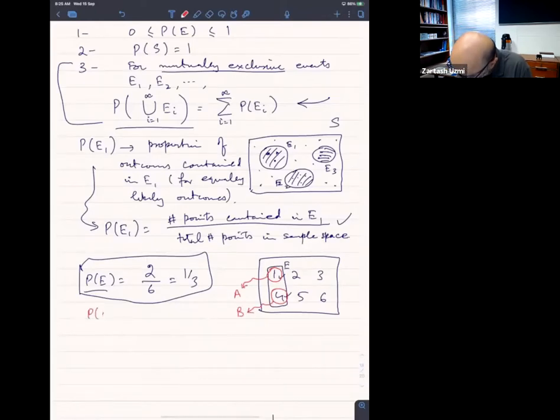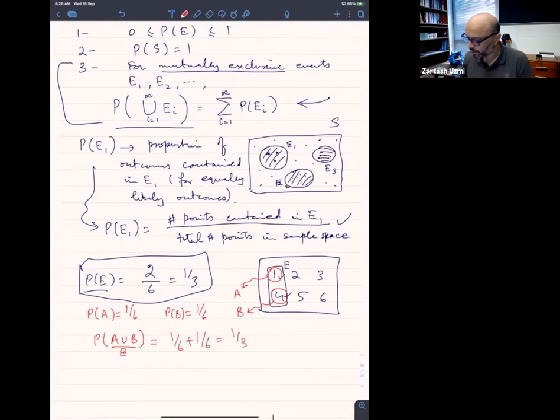What is the probability of A? Probability of A is the probability of that outcome occurring. It's 1 out of 6, and similarly probability of B is also 1 out of 6. So our axiom 3 says that the probability of A union B, and A union B is the same as E. Why? Because A and B are mutually exclusive, so I can now add their probabilities, 1/6 + 1/6, which is equal to 1/3.